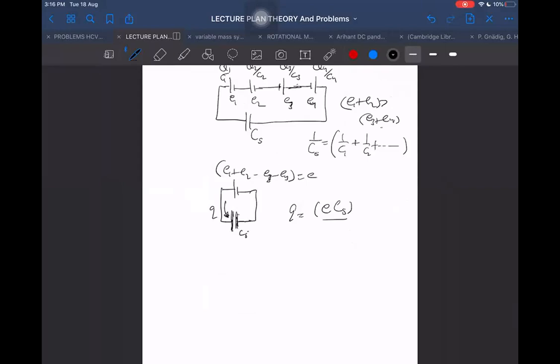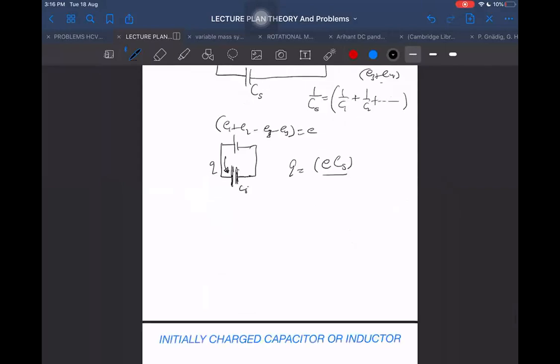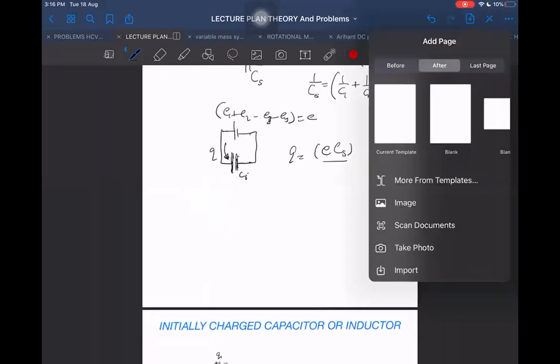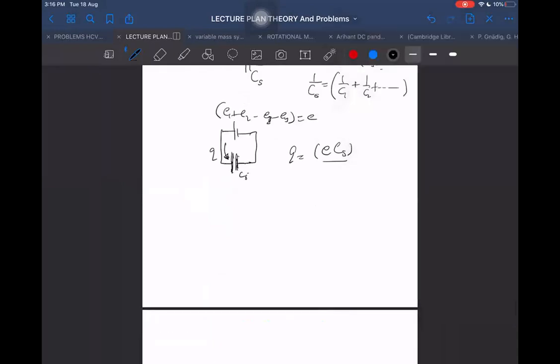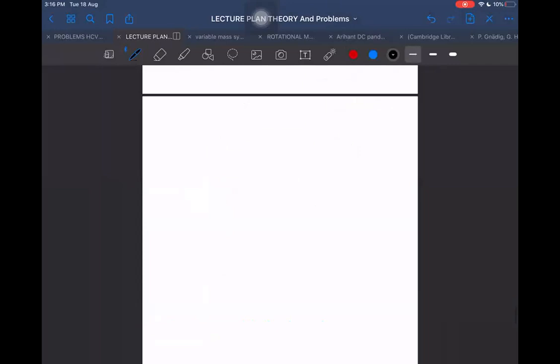Same question I will ask again, but this time I will change the situation. Now I will give you one charged capacitor and another uncharged capacitor. Just two I will give you. Two are enough to make the point. If you know how to do it for two cases, then you can do it for other cases also.